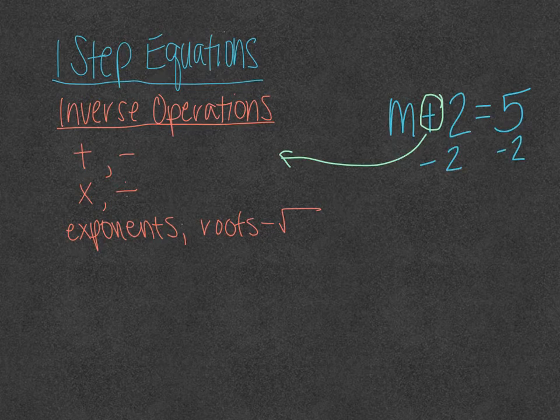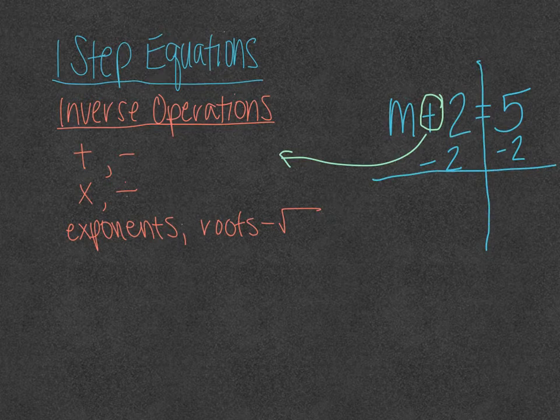If you need to, you can draw a line through your equal sign to help you do it on both sides of the equal sign. Positive 2 minus 2 is 0, so that leaves just m on this side. And 5 minus 2 is 3.